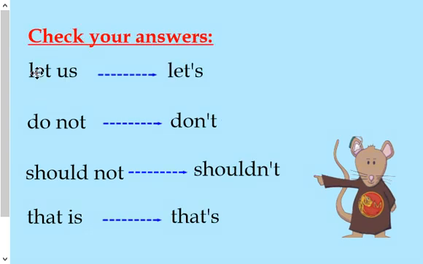Okay, let's check the answers here. So let us becomes let's. If you see, we've contracted the two words together and put the apostrophe in place of the U. So it becomes let's go to the zoo. Do not becomes don't. So when we contract the two words together, we remove the letter O from there, and then we put the apostrophe in. And should not becomes shouldn't. Okay, shouldn't, when we contract the two words, and again we remove the letter O. And the final one becomes that's. That's the correct answer. So we join the two words together and we remove the letter I.